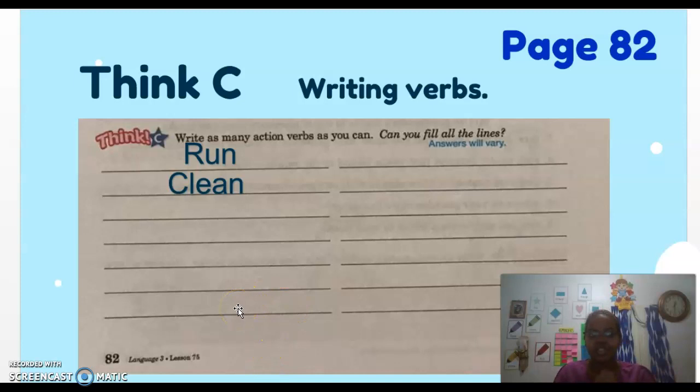That was everything for today's language class. I hope you enjoyed this topic. Remember that verbs are actions.